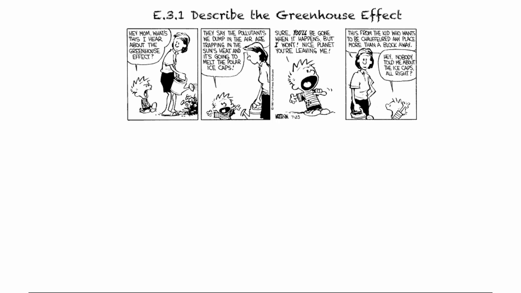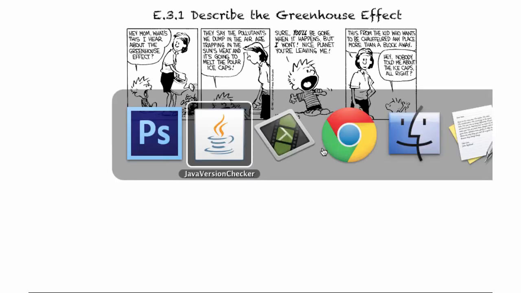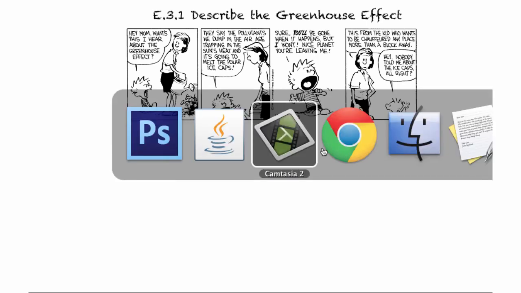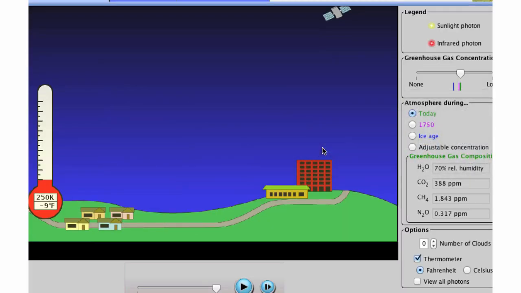Here we have a quick comic where Calvin is making his mom feel very, very good while sort of pointing out the disconnect between our behavior and how we know we should be living.